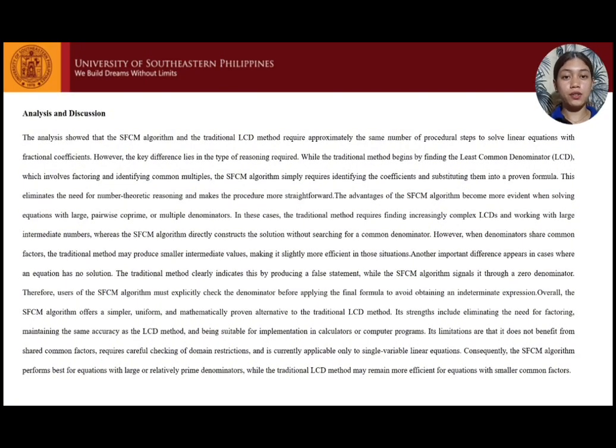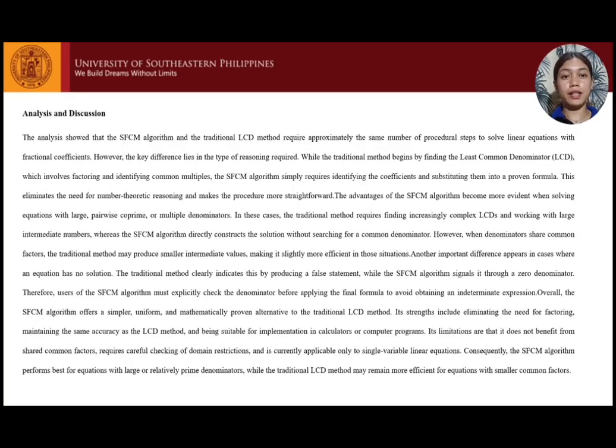Weighing all of this together, SFCM's strengths are its uniformity, the same two steps regardless of how many terms or denominators are involved, its elimination of number theoretic reasoning, and the fact that it's been proved, not just observed, to match the traditional method.